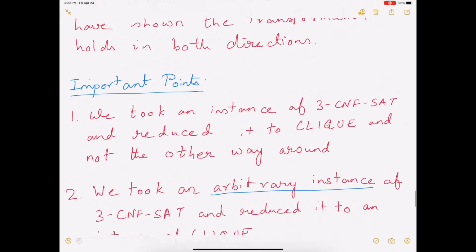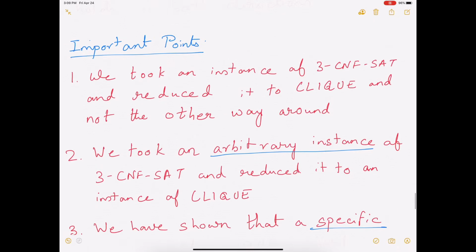Now, before I complete this video, I just want to talk about some important points. First thing that we have to understand is we took an instance of 3-CNF SAT. Okay? We took an arbitrary instance of 3-CNF SAT and reduced it to CLIQUE, and not the other way around. Okay? You cannot reduce CLIQUE to 3-CNF SAT to prove that CLIQUE is NP complete. We have to take 3-CNF SAT, the well-known NP complete problem, and reduce it to CLIQUE.